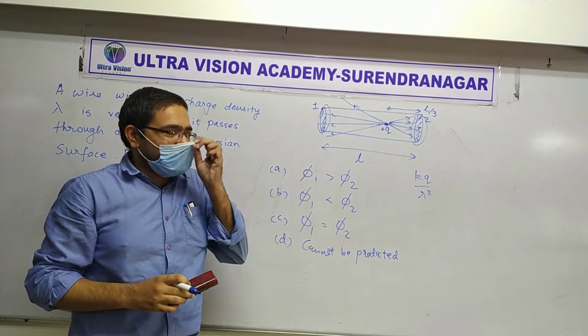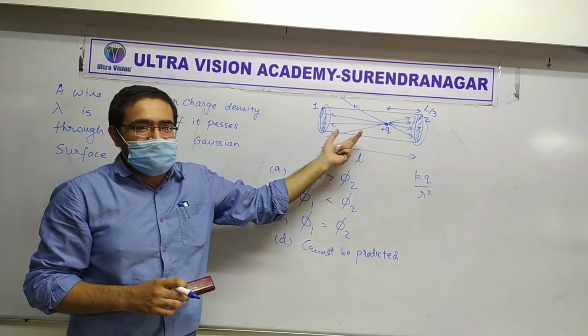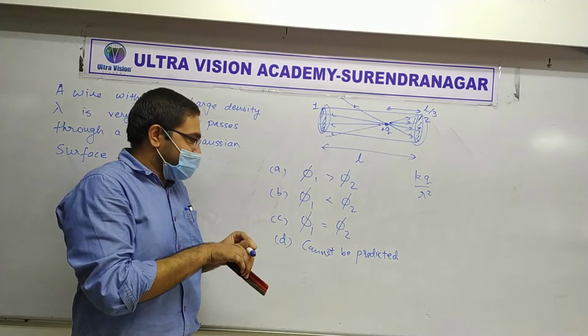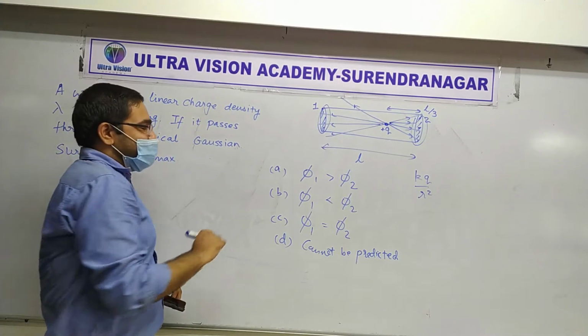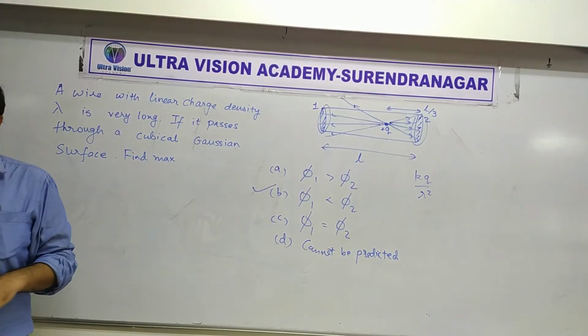Okay? So try to understand concepts like this, so that you can answer quickly. It's not just about formula. So the correct answer is? Correct answer is B. Got it? Phi 1 will be less than phi 2.